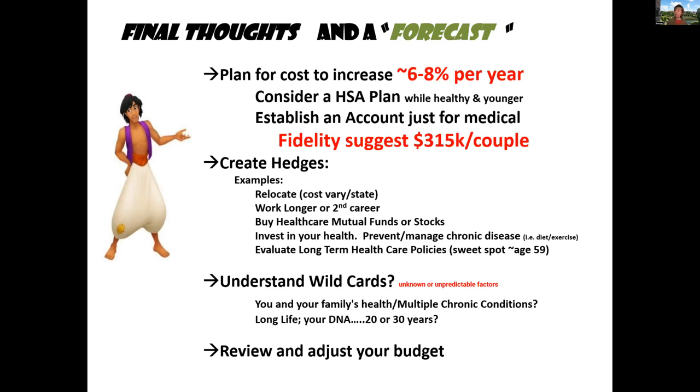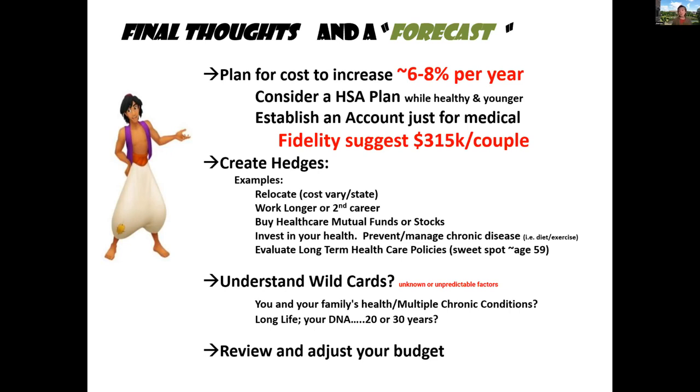So again, final thoughts of forecasting. Plan for the prices to go up. Preliminary numbers is 6 to 8% a year. Consider a health savings account. Harry went over that. While you're healthy and younger, it could be a nice stash for when you need to pay these other medical bills later. Fidelity, you might want to establish one account for just medical cost. And Fidelity suggests today $315,000 per couple.